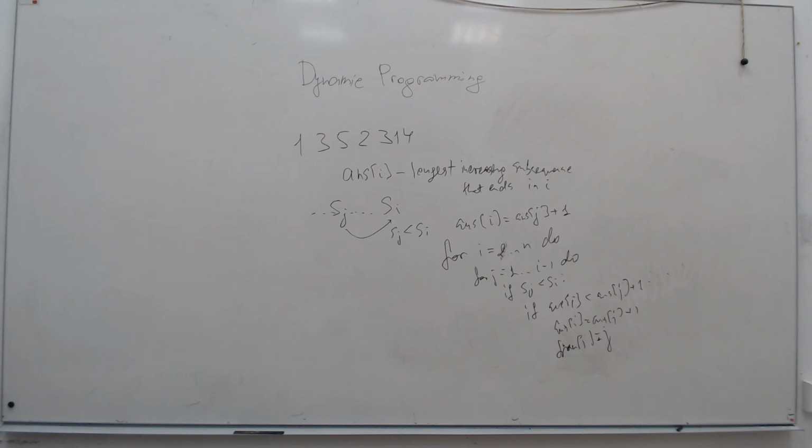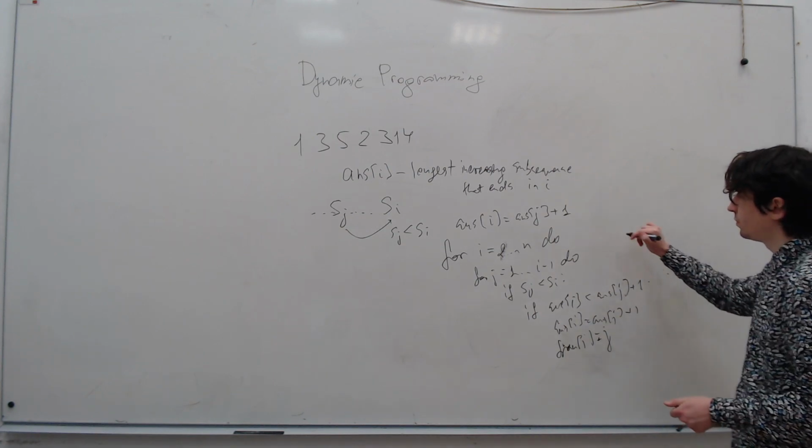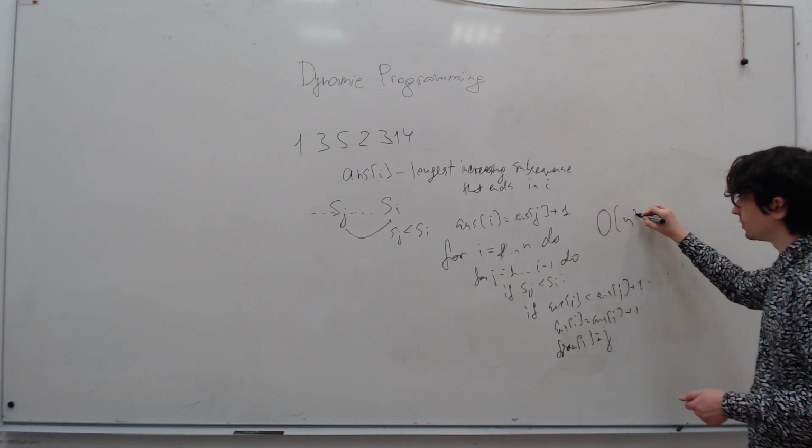So what is the complexity though? Any ideas? We have two cycles, one is from 2 to n, and the second is from 1 to I-1. So it's approximately n squared. Yeah, exactly. It's O of n squared.